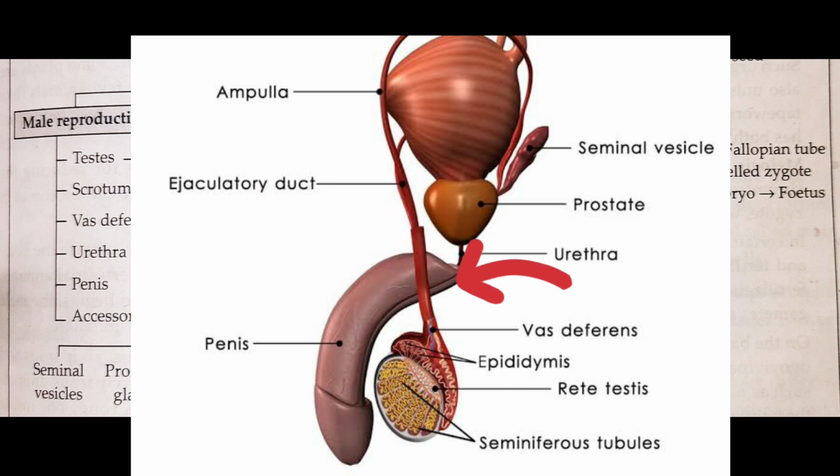Urethra is about a 20 cm long tube that arises from the urinary bladder to carry urine. It runs through the penis and opens to the outside through the male genital pore.